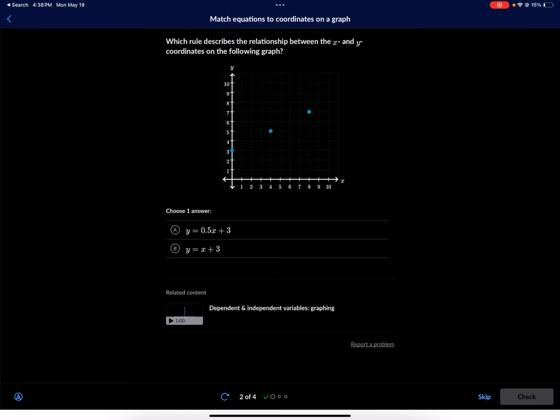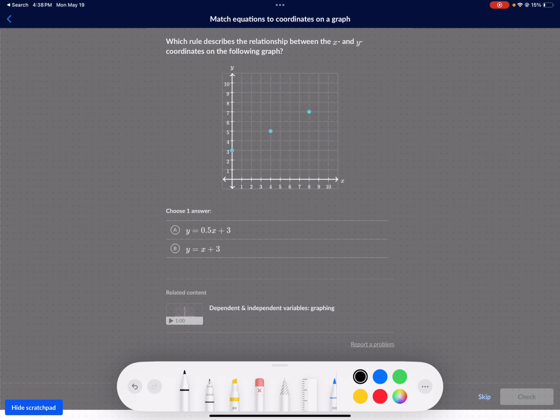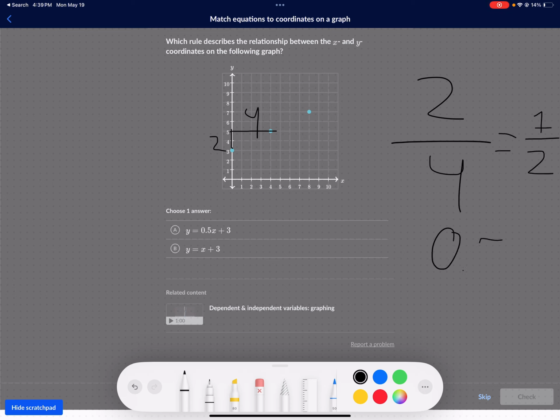Which rule describes the relationship between the x and y coordinates on the following graph? Okay, so let's see. We know we have a y-intercept of 3, so that's good to know. And now we have different slopes. So let's find rise over run. Let's do the rise, 1, 2, and then run, 1, 2, 3, 4. So rise over run is 2 units by 4, which is converted to 1/2, or in this case, 0.5. So this is our slope right here, 0.5.